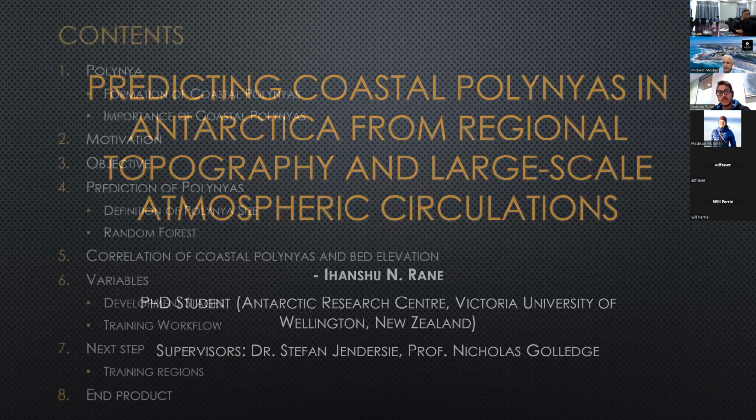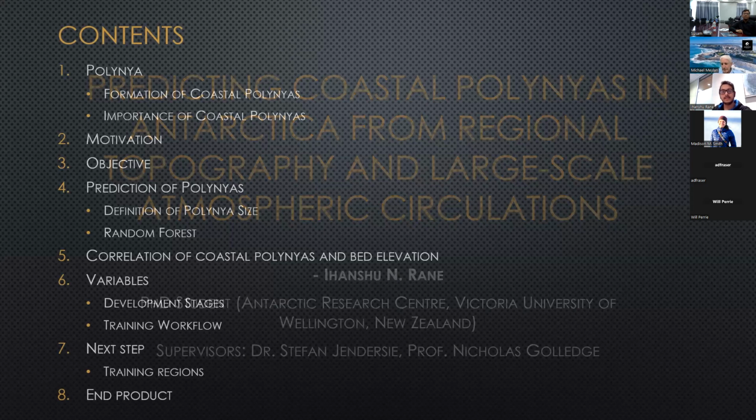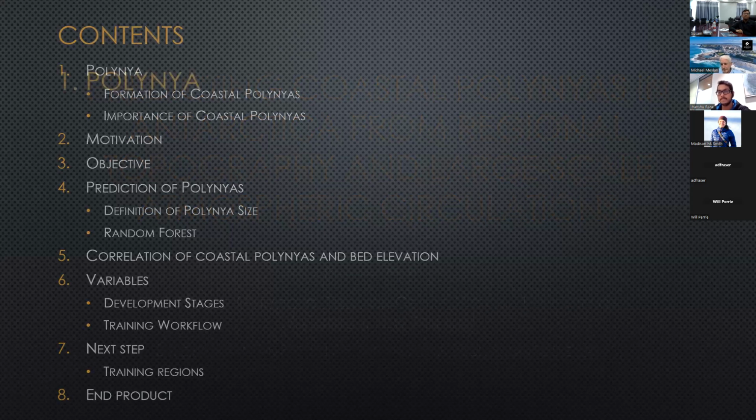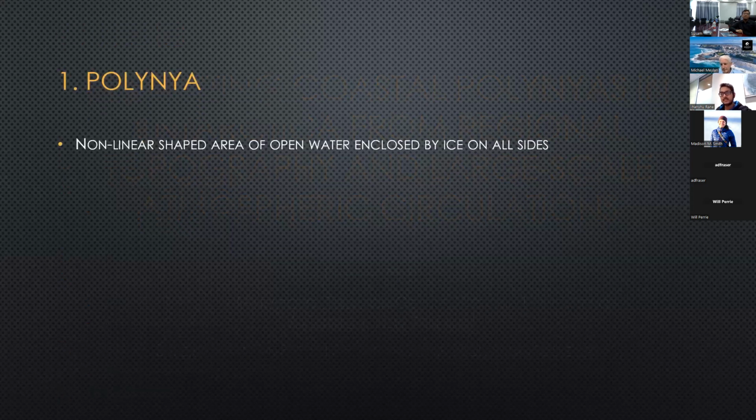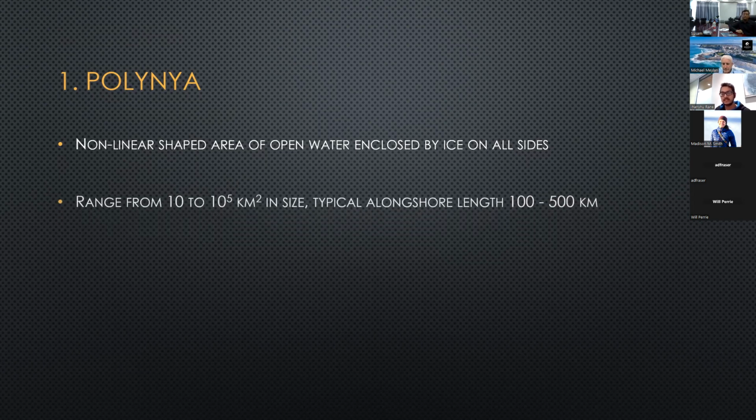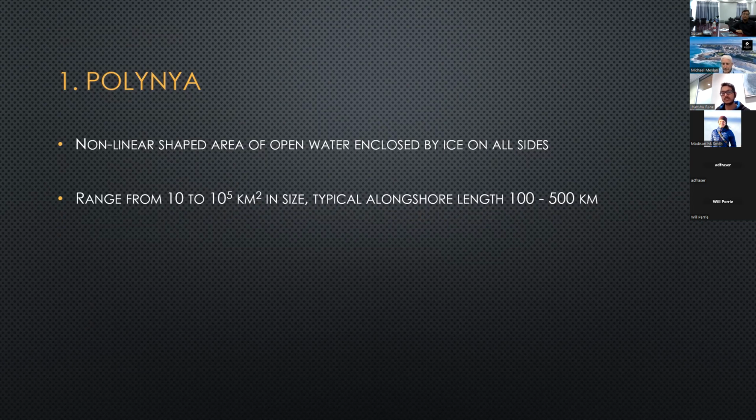So first, I'll quickly start by talking about what a polynya is. The term polynya is defined by the WMO as any non-linear shaped area of open water enclosed by ice on all sides. Polynyas can range from 10 to 100,000 square kilometers in size, with typical alongshore length of 100 to 500 kilometers. And depending on where they are formed, they are classified as coastal polynyas or mid-sea polynyas.